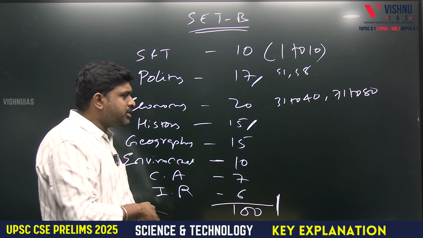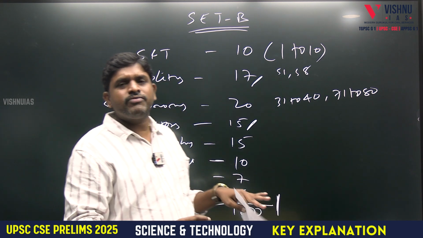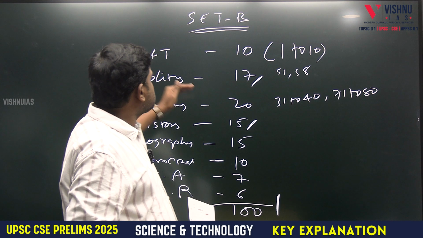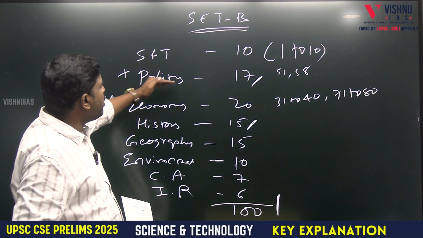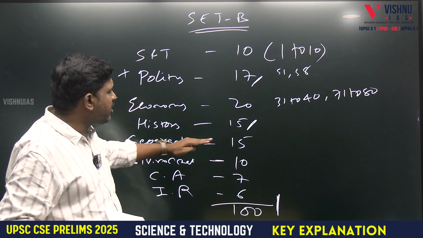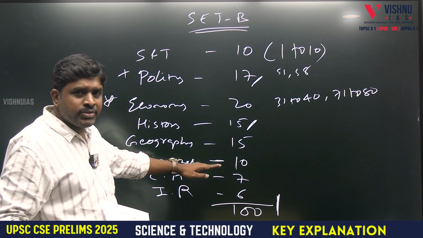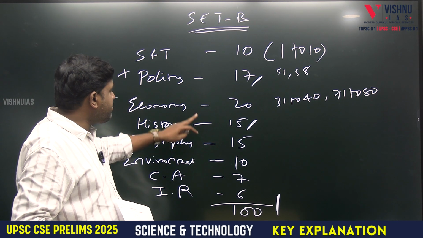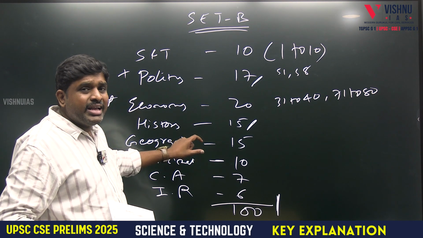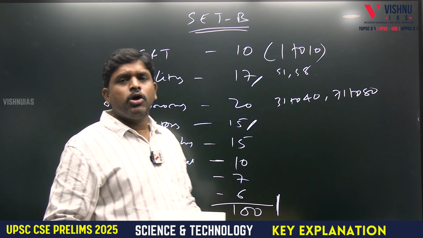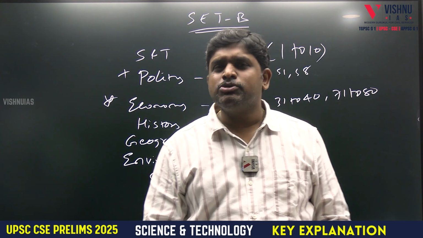So the first impression of the pattern of the examination: science and technology 10, polity 17, economy 20, history 15, geography 15, and environment 10. This time the number of questions from environment is less, but the same environment questions are also there in geography and current affairs. Overall the question paper seems to be tough.